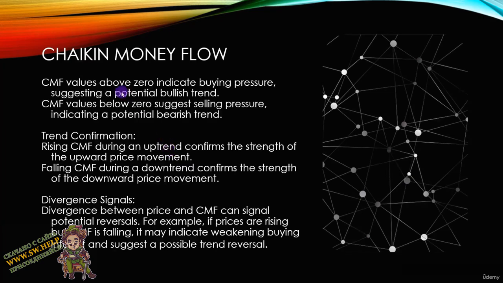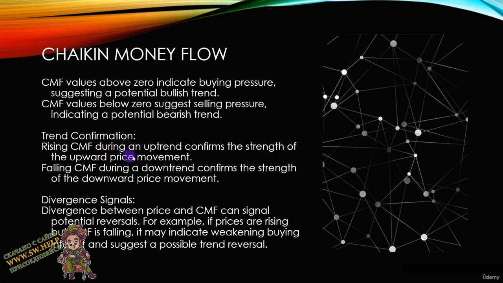So CMF values above 0 indicate a buying pressure, suggesting a potential bullish trend, and CMF values below 0 suggest the opposite, so it's a selling pressure and probably a bearish trend. So we use this CMF for trend confirmation. Rising CMF, also the trend of the CMF is important. So a rising CMF during an uptrend confirms the strength of the upward price movement.